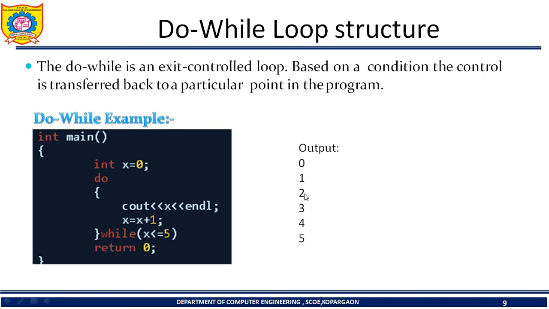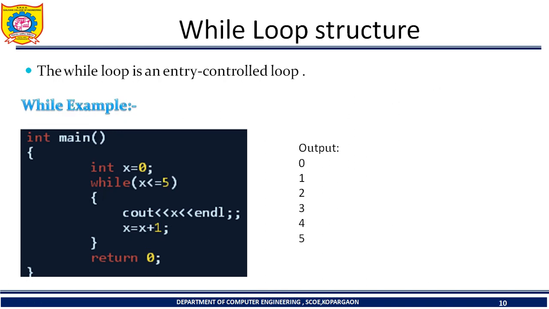Okay, in this way, following this repetition of the loop, it will print 2, 3, 4 and 5. After 5 the value of x will become 6, but obviously as 6 is not less than equals to 5, the condition will become false and we will be outside the do while loop, and return 0 means the program gets terminated. Okay, this is the way how do while loop gets executed.